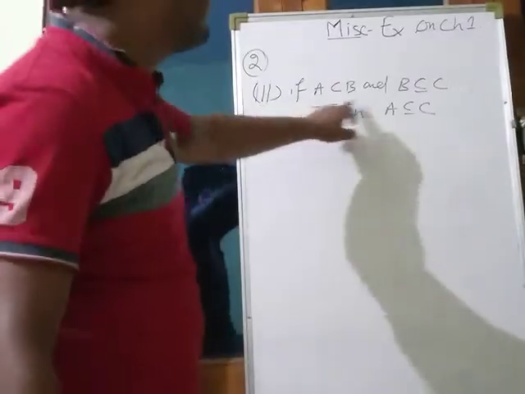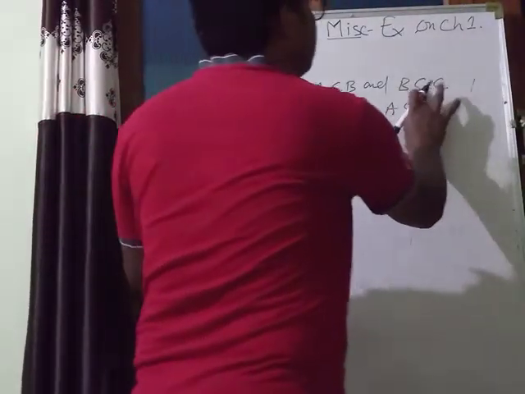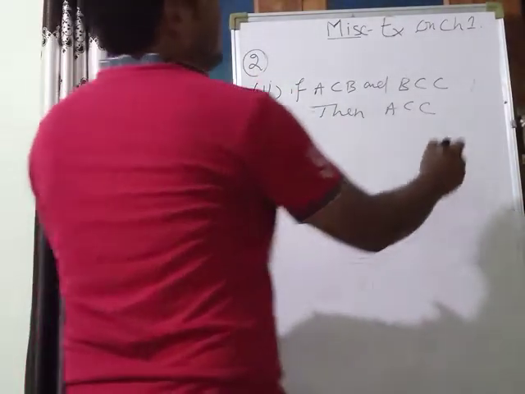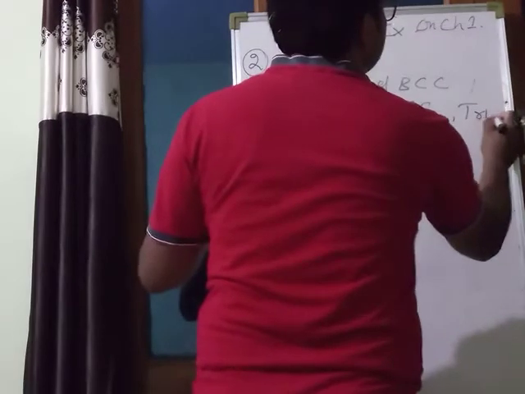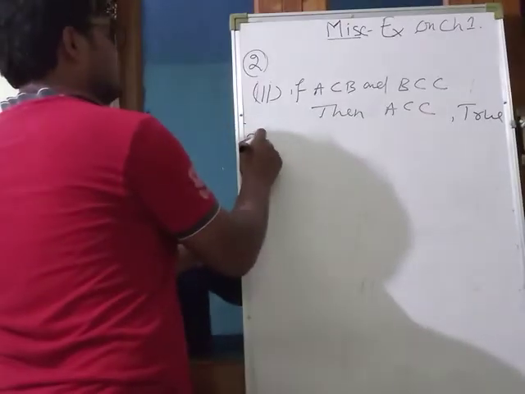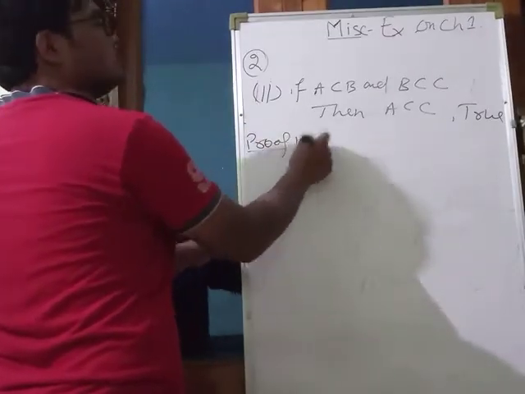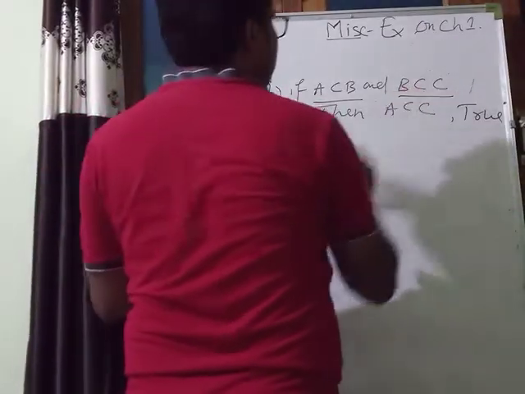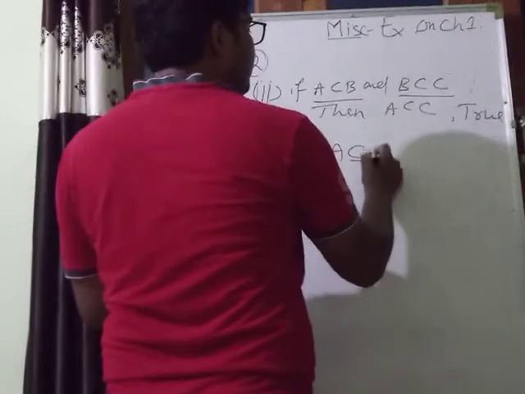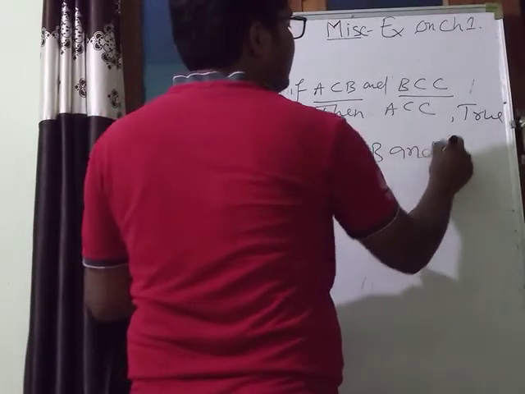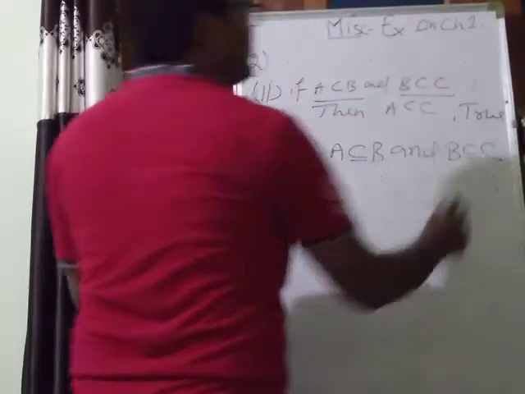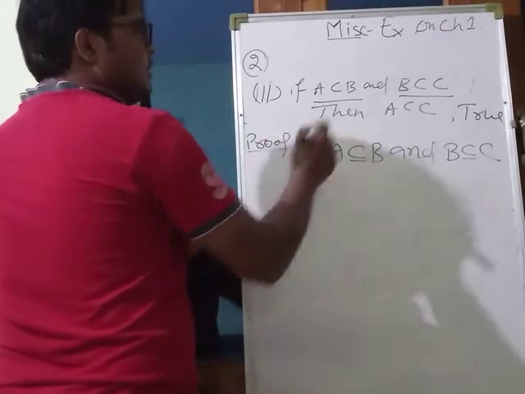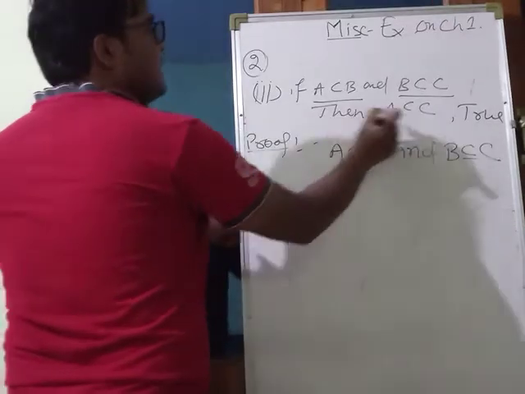A is subset of B, B is subset of C, then A is subset of C. ये true statement है. This statement is true. I am going to prove it. See the proof of this one. देखो A B का सबसेट है and B C का सबसेट है. A is subset of B and B is subset of C. Okay? Then to prove A is subset of C.